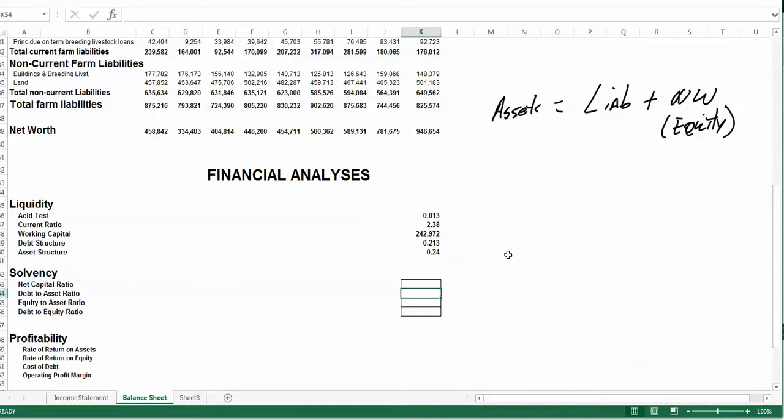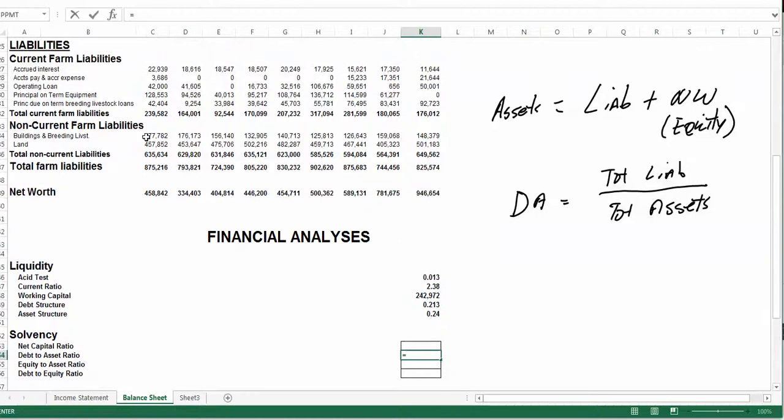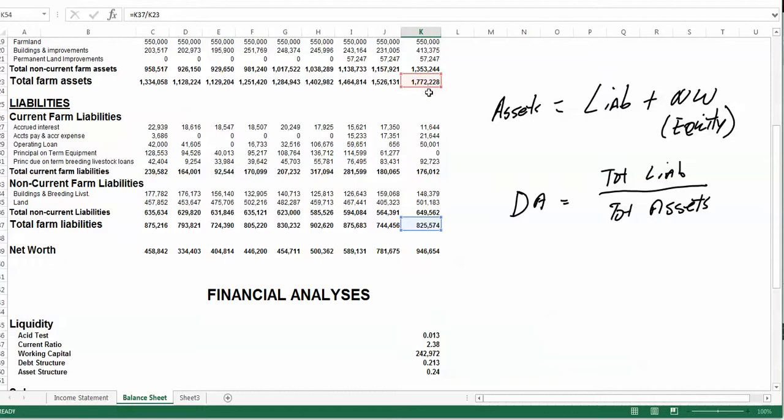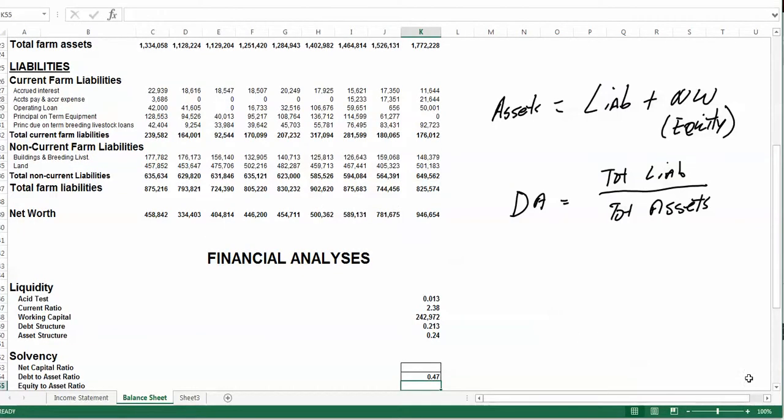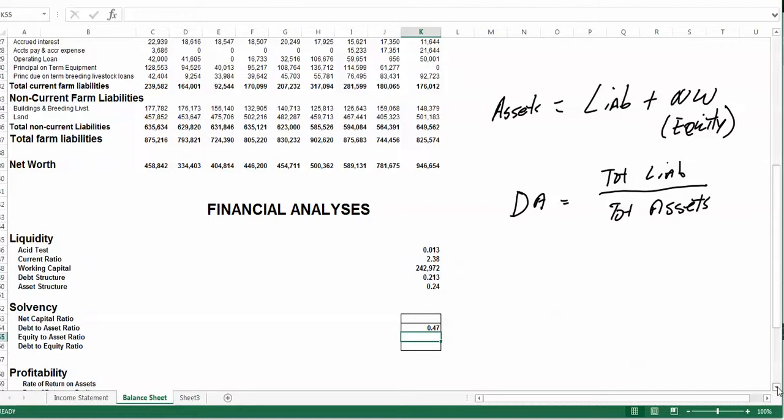The debt to asset ratio is equal to total liabilities divided by total assets. All right, so we'll go right here where it says debt to asset ratio. That's equal to, we'll take total farm liabilities and divide those by total farm assets. All right, so we find that 47% of the farm's assets is actually debt or liabilities. In other words, 47% of the assets has some form of debt against those assets.